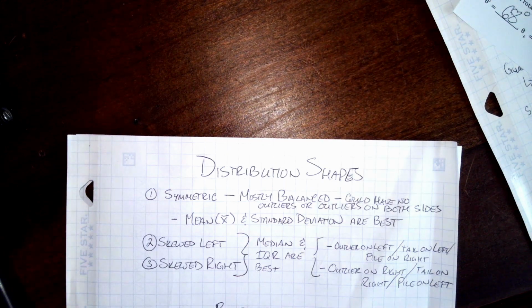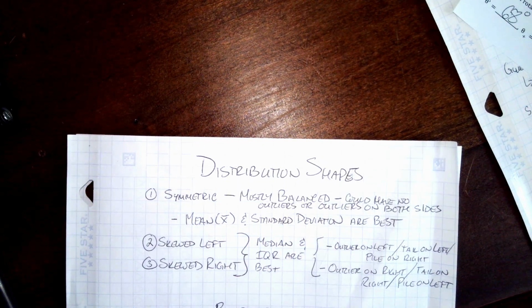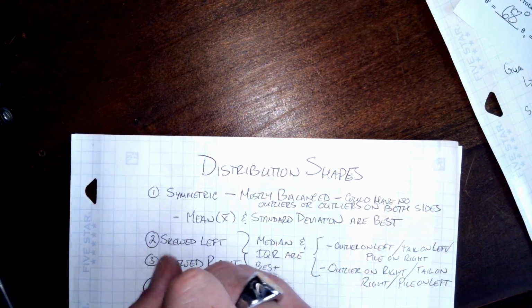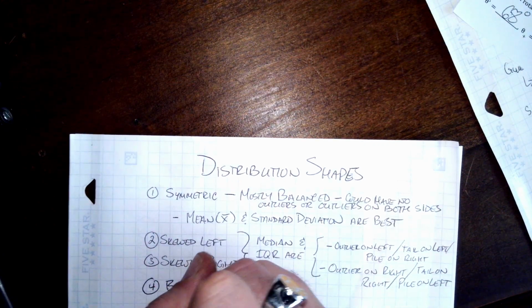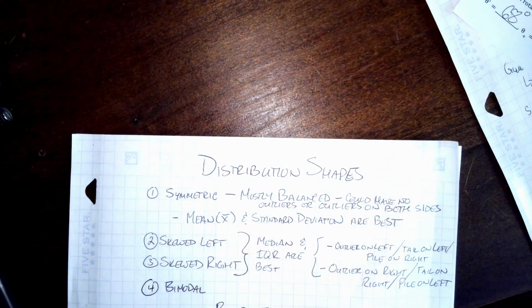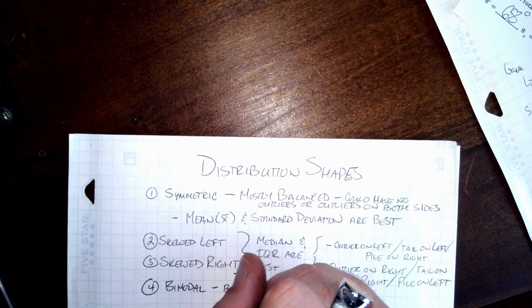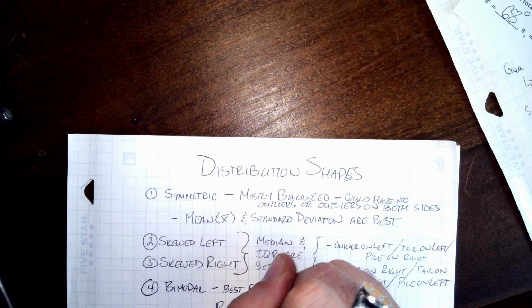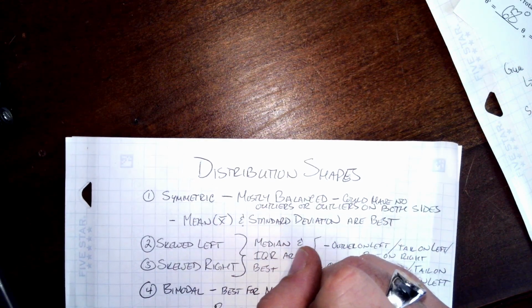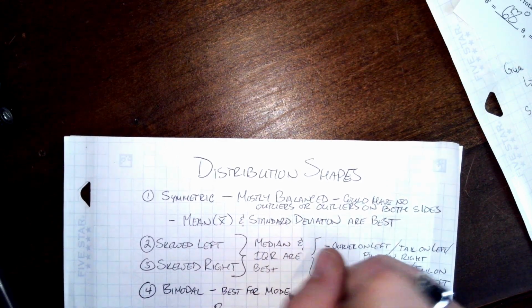So today I want to talk a little bit about distribution shapes. We have three major distribution shapes that we're going to come up against, and there is actually a fourth, which is bimodal. Bimodal tends to be best when the mode is best.